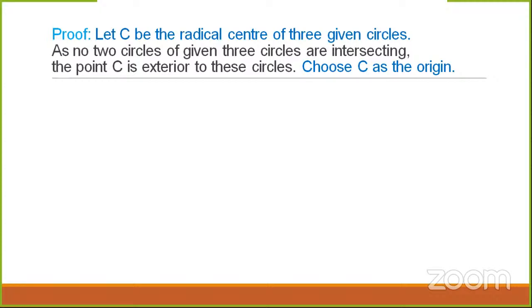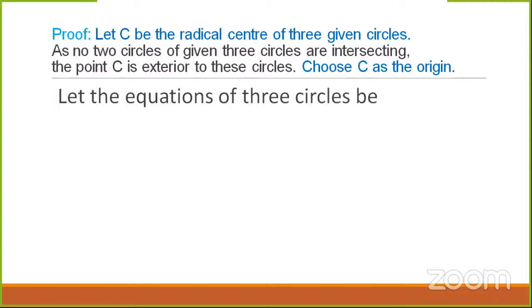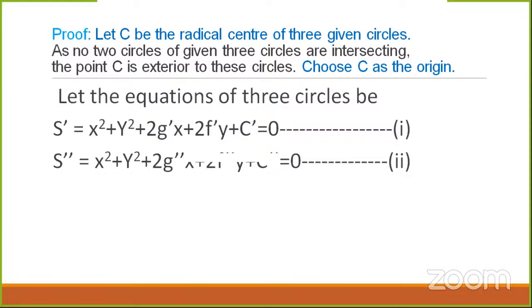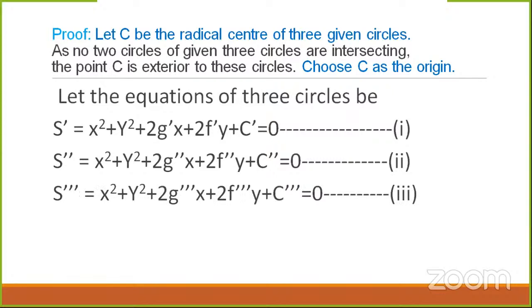Now let us take this C as origin, as the transformation of axes enables us to shift the origin to any point that we need. Let the equations of these three circles be S dash equal to 0, taking the general form of the circle, with g dash, f dash, c dash as the x coefficient, y coefficient and constant, children. Similarly, we will consider S double dash and S triple dash. Now, these are the three circles in the general form. Now, what shall we do?